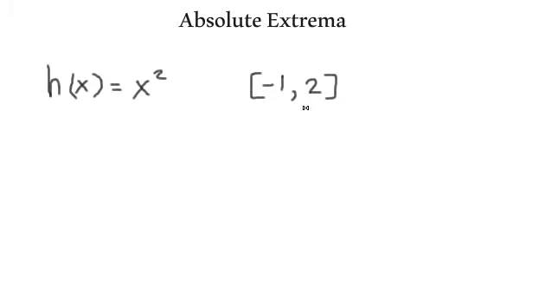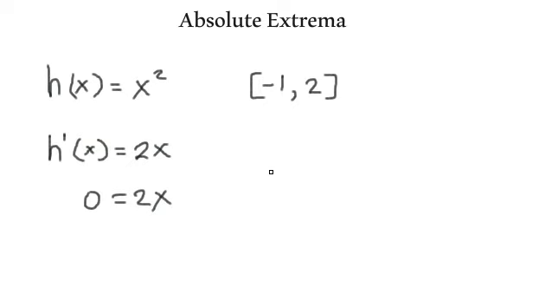Now, first thing we're going to do is find the derivative. So h prime of x is equal to the derivative of x squared, which is 2x. And then we're going to set this equal to 0. We're going to find those critical numbers where there's a possible max or a min. So in this equation here, we can see that 0 will be a solution. So this is one of our critical numbers here. I'll just label it with CN for critical numbers.